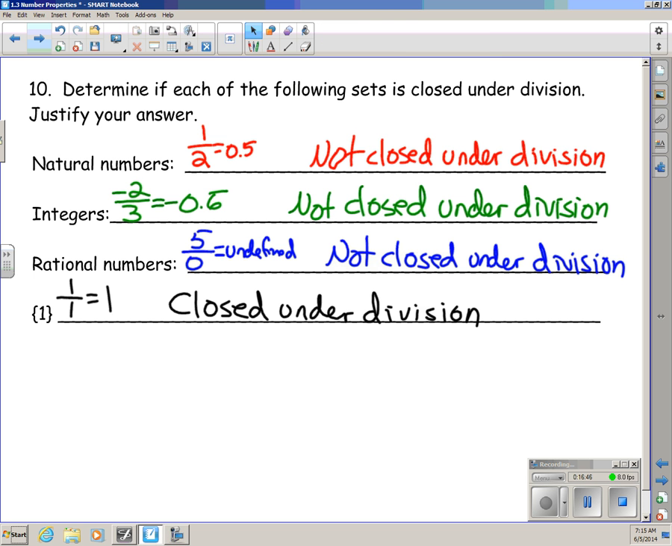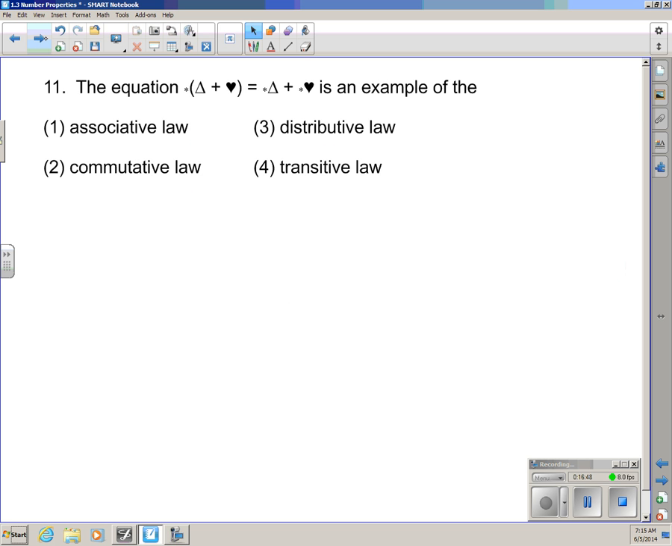And then the last one, the symbols. The equation, it looks like a little asterisk, parentheses, triangle plus heart equals asterisk triangle plus asterisk heart is an example of the what law? That's an example of the distributive property.